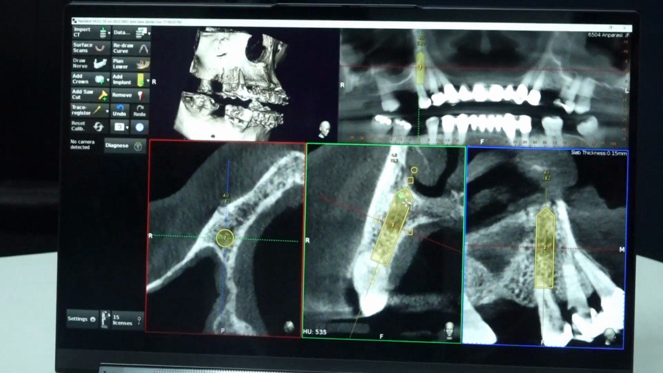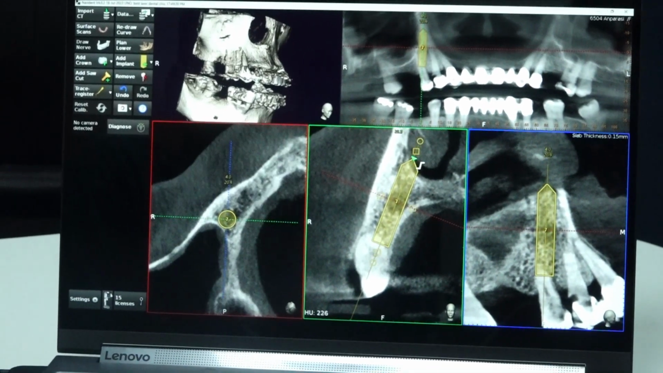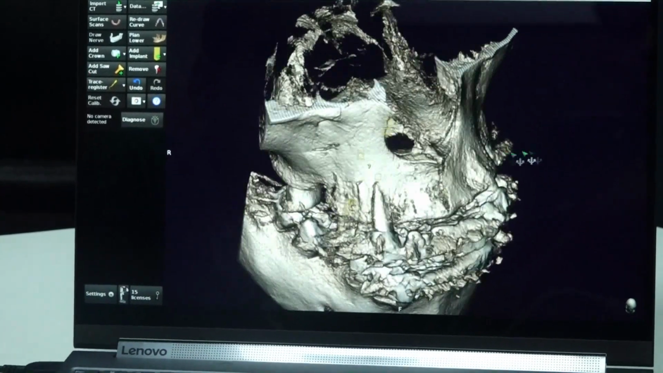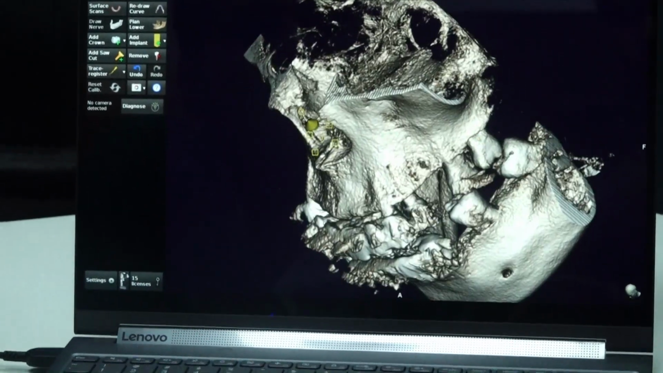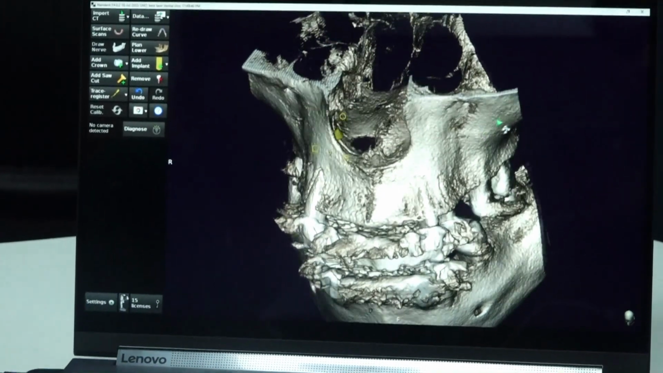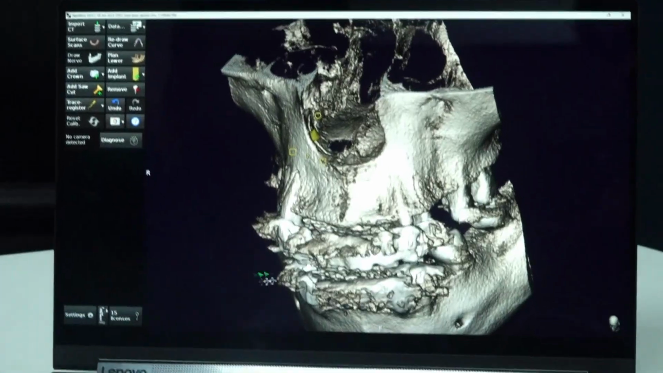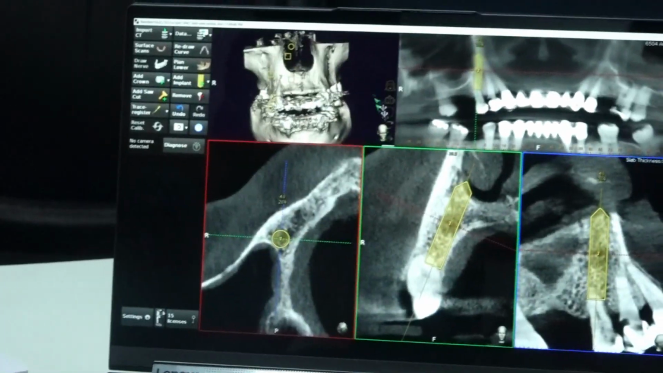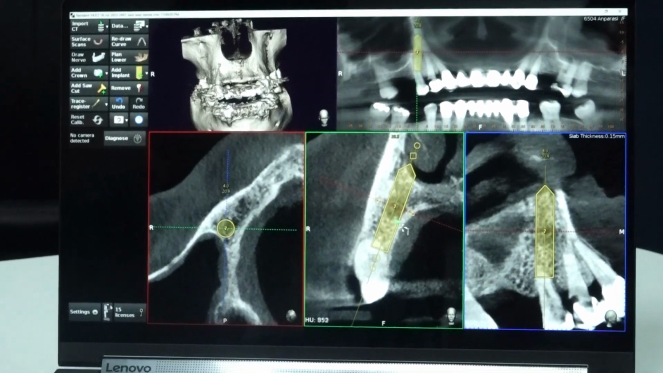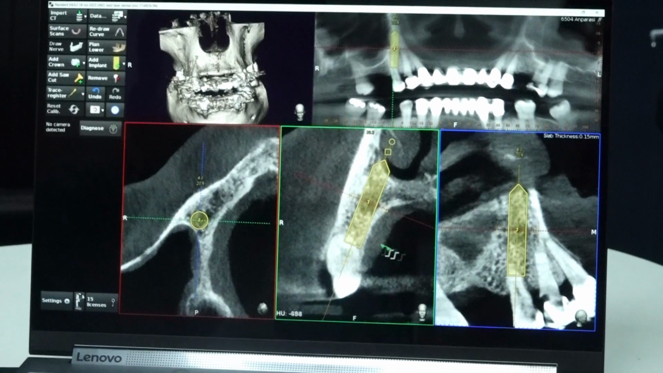Now what we will do is extend this into the nasal floor. The reason is to check in the 3D reformatted view. We will get an idea where it is exiting. Can you see? Along the nasal floor. So this is the key implant, the second premolar implant. In this key area we can place a good implant now.